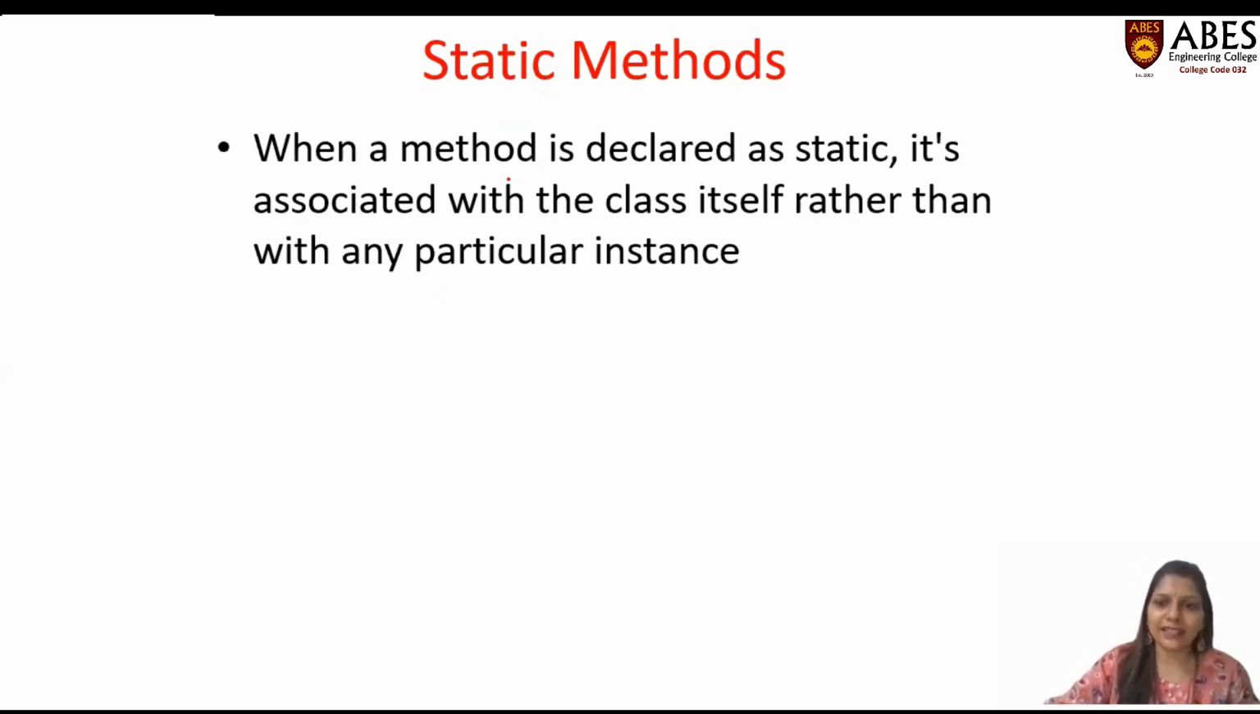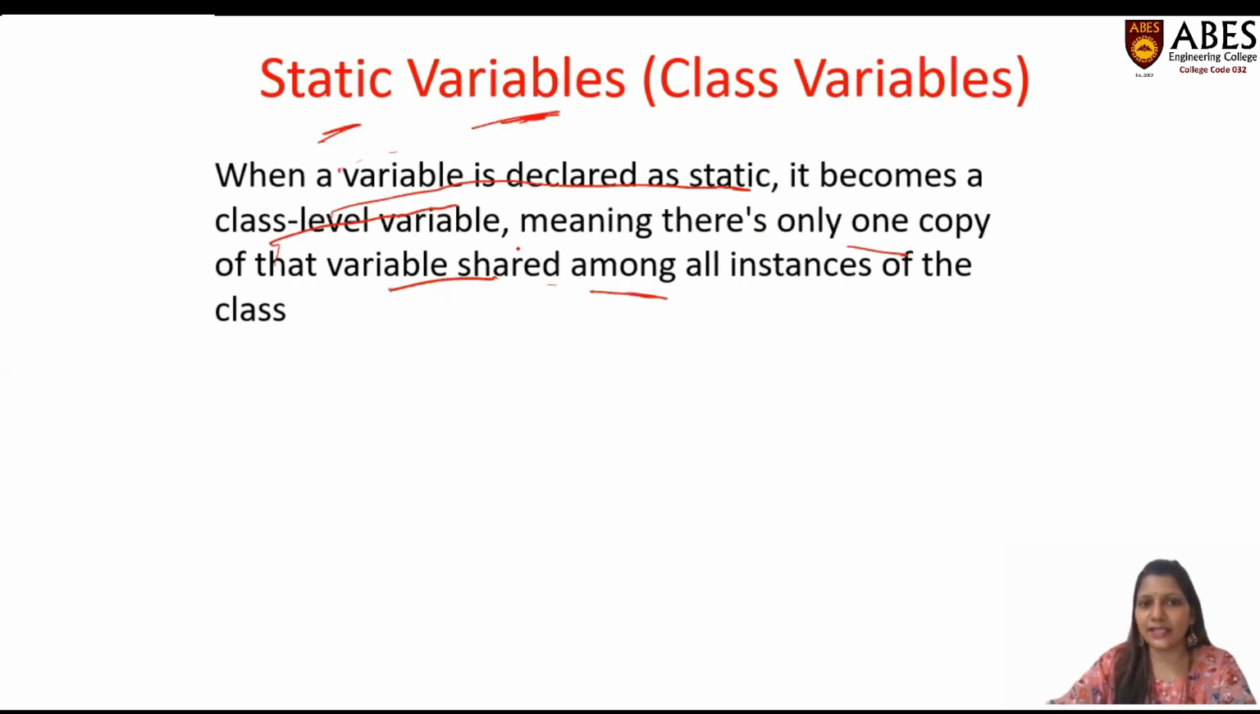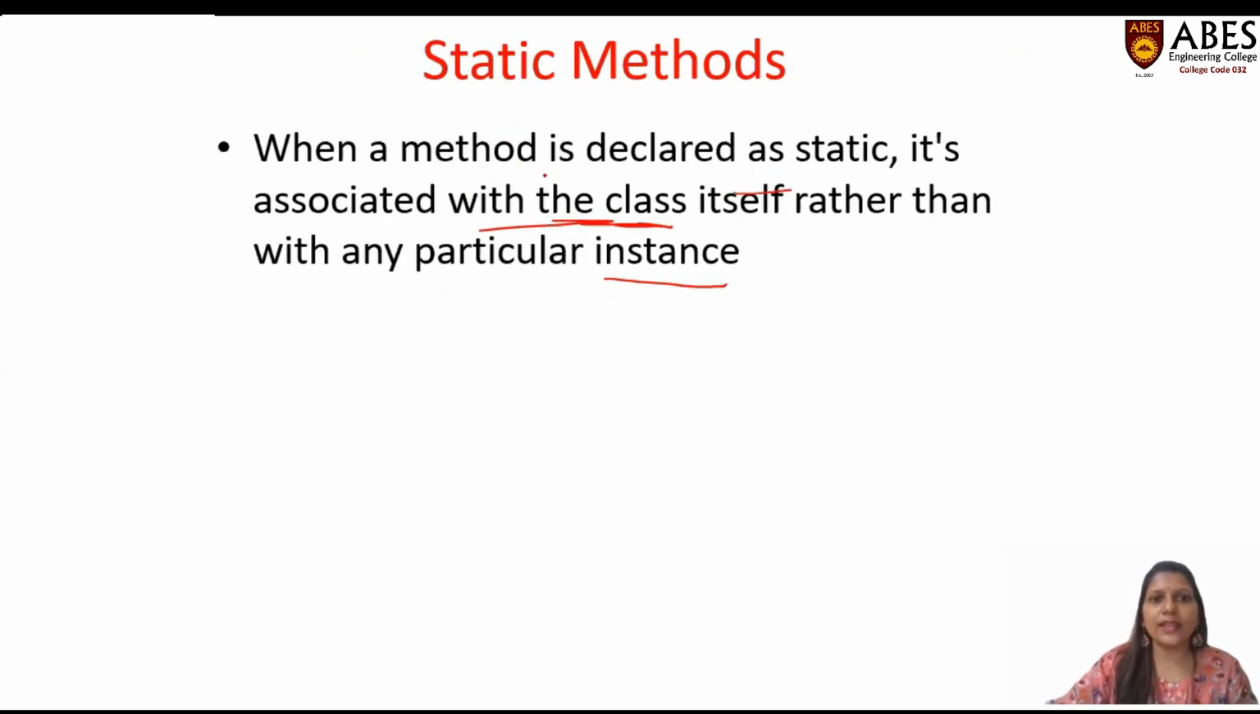Next, we have static methods. When a method is declared as static, it is associated with the class itself rather than with any particular instance. Similar to the case when I declare a variable as static, it is a class level variable. When I declare a method as static, it is associated with the class itself rather than with any particular instance.